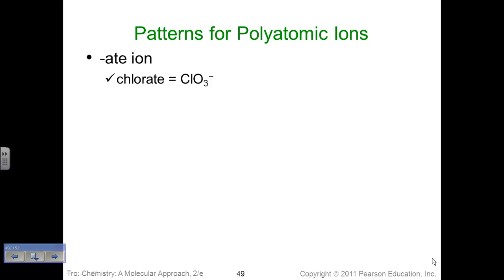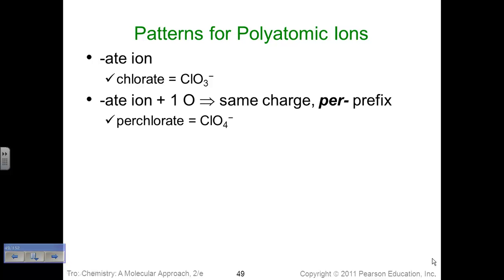So as I look for patterns for polyatomic ions, the ATE ending tends to be what we call the root word. And if we add or subtract the number of oxygens, we change either the prefix or the suffix. If the root word is chlorate, ClO3 negative, and we add one oxygen to become ClO4 negative, hyper, per, meaning above the normal, we get perchlorate. ClO4 negative is called perchlorate.